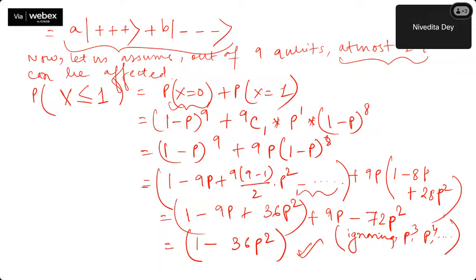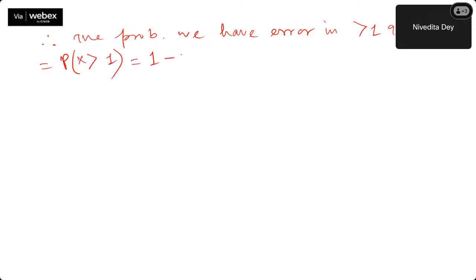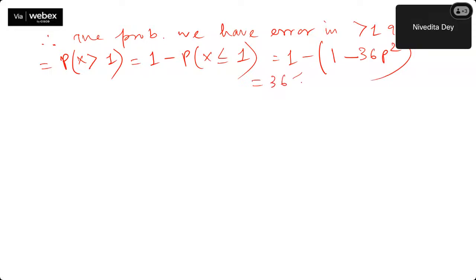Okay, now, therefore, can we conversely say the probability that we have error in more than 1 qubits, can I write it down as P of x greater than 1, which is nothing but, in terms of the theory of probability, 1 minus P of x less than or equal to 1, which means 1 minus (1 minus 36p square), which is nothing but 36p square. Now, considering p is very small, 36p square will be very, very less.